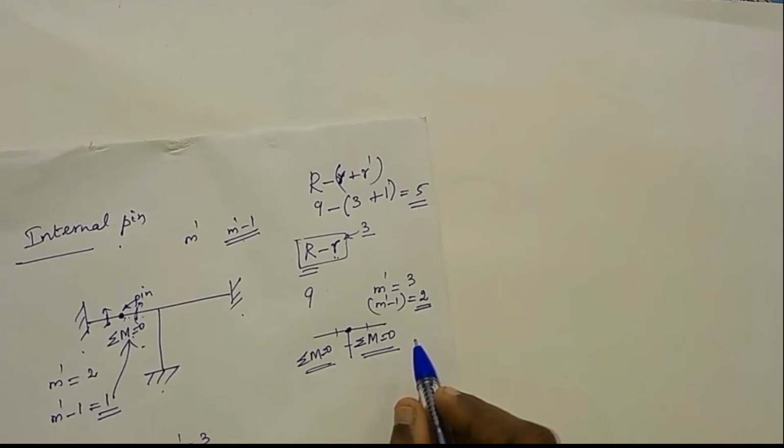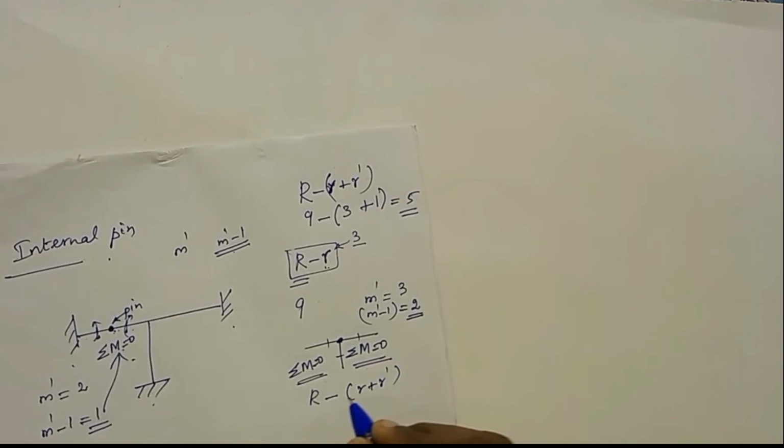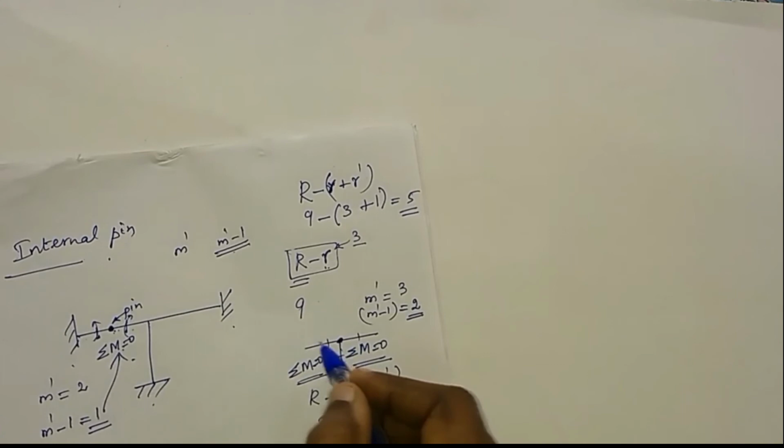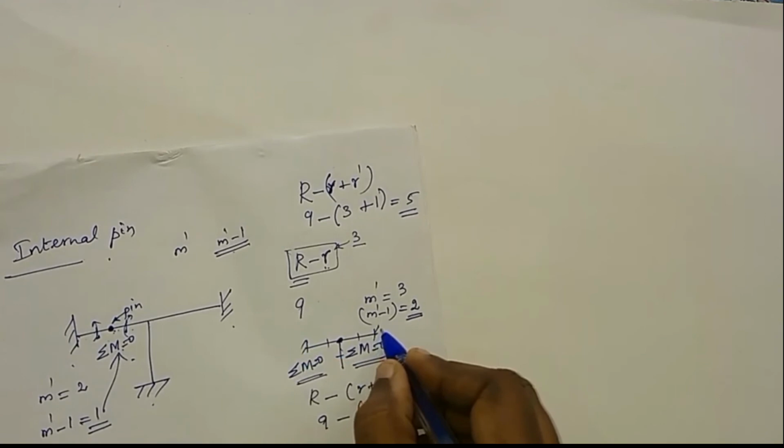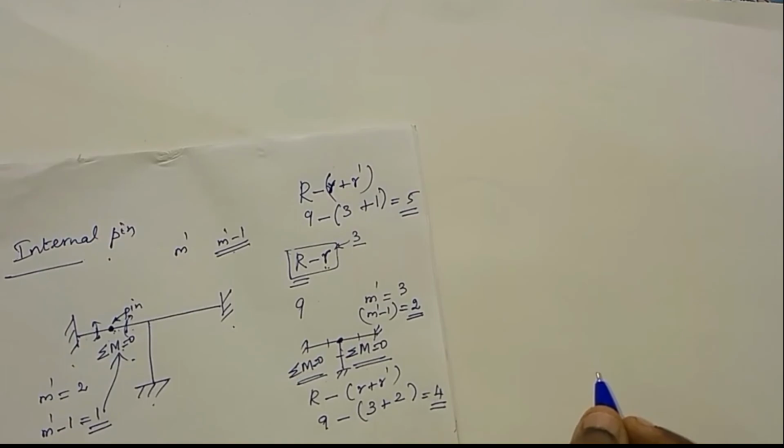Check for this. I have R minus r plus r dash. Let us take the same problem. 9 minus, if there is a pin here instead of here, then I have 3 plus 2. Then that turns out to be 4. So if the supports are fixed here, the static indeterminacy degree turns out to be 4.